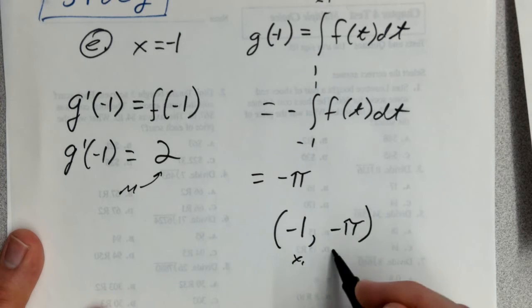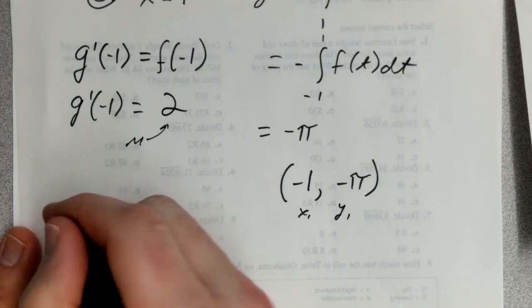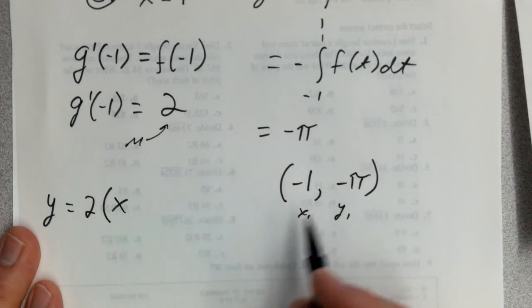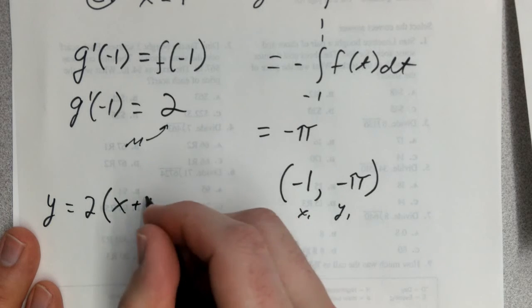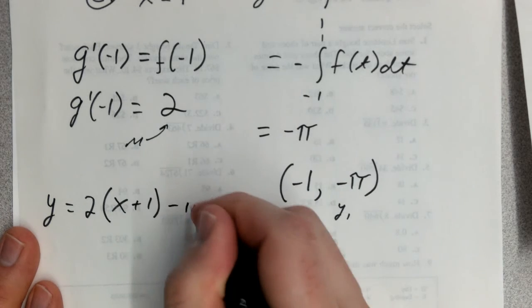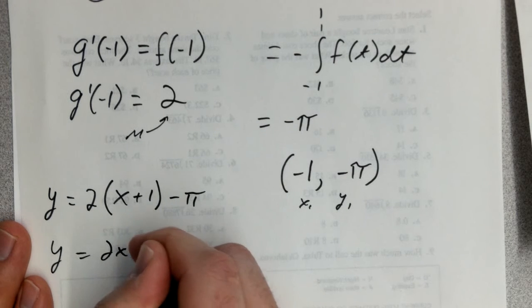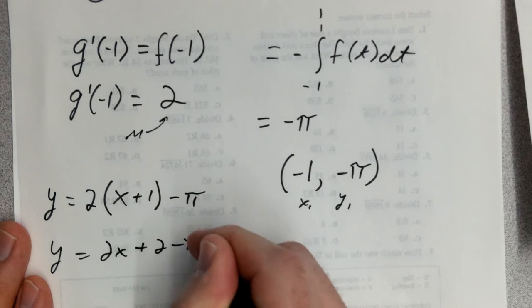Here's my x1, y1. And so I can get the equation of the tangent line. Y equals 2 times x minus negative 1, so plus 1, minus pi. And then just finish it out. Y equals 2x plus 2 minus pi, and that's as simple as it gets.